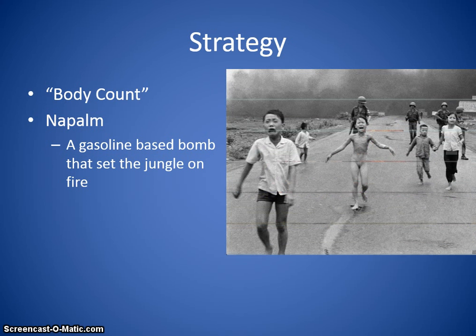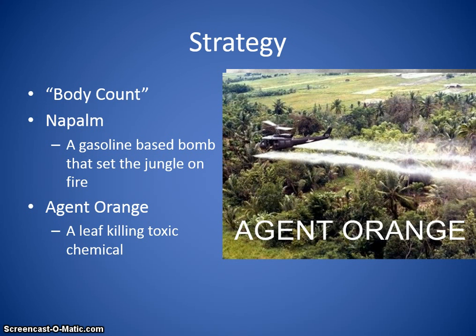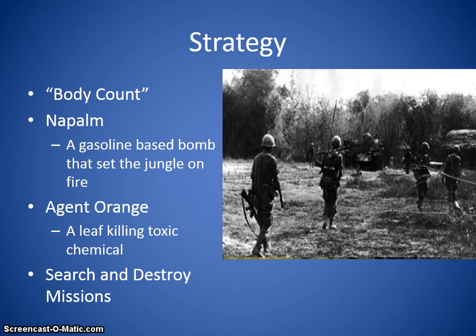Of course, the effects of napalm, you're going to have Agent Orange, which is a leaf-killing toxic chemical. And again, since you had a lot of jungle, this chemical would actually weigh it down. So that's Agent Orange. And then you had these search and destroy missions, where you would go into these small villages and you would search for any Viet Cong and destroy everything in your path. You would destroy completely the village.